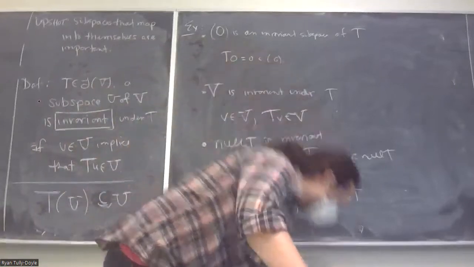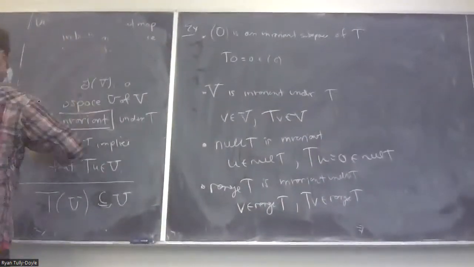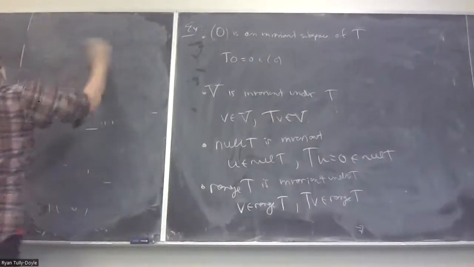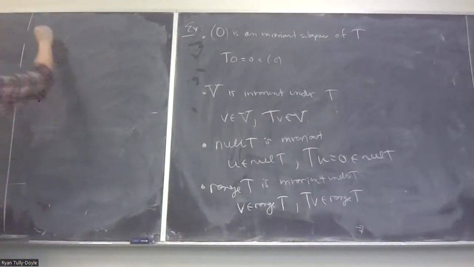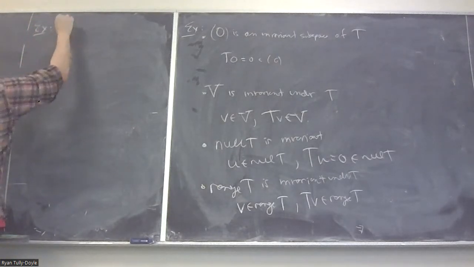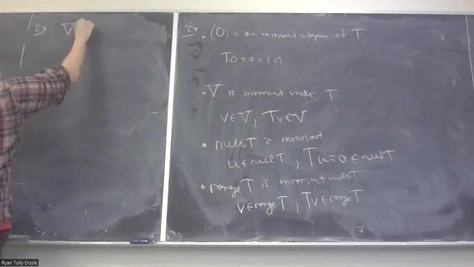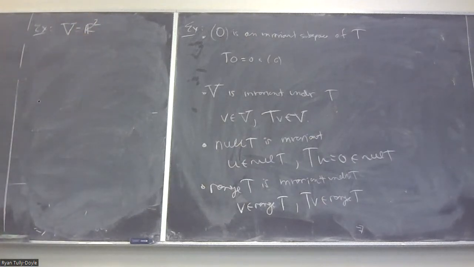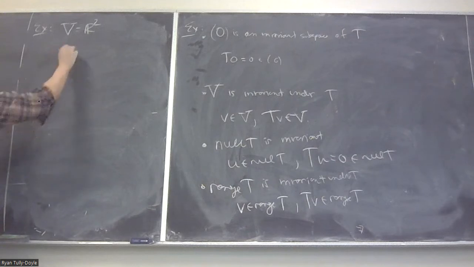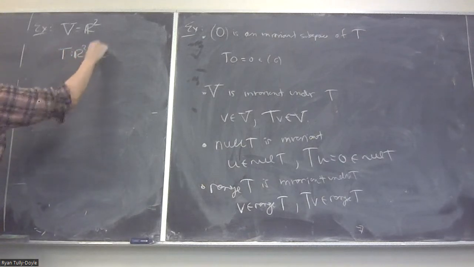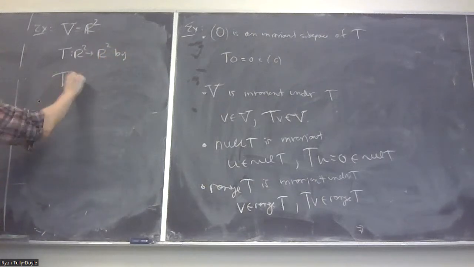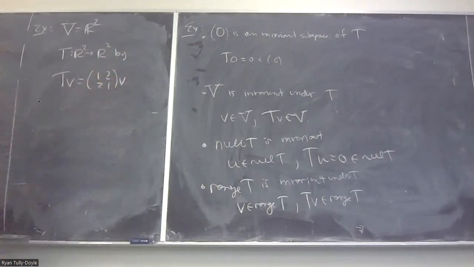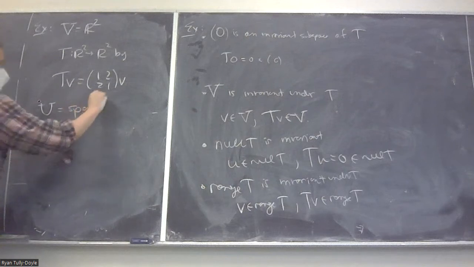Let's look at something that's got some more meat to it. Here's an example you've probably seen before. I'm going to define a map where I think about my vector space V as being equal to R2. I define an operator T that takes R2 to itself by Tv equals the matrix [1 2; 2 1] times v. Taking a two-dimensional vector and multiplying it by this matrix, okay? Then we let U be the subspace given by the span of the vector (1, 1).